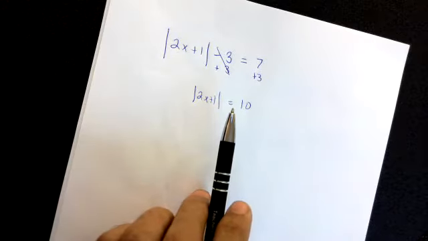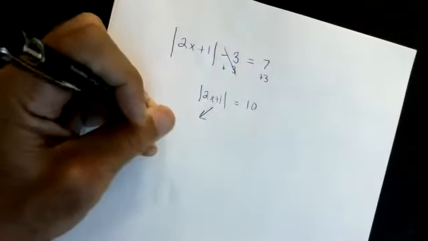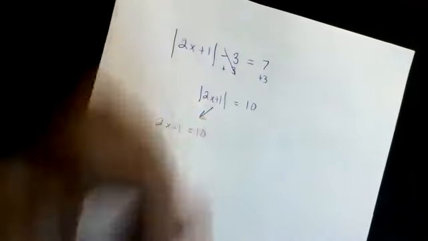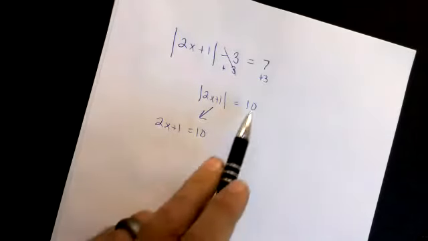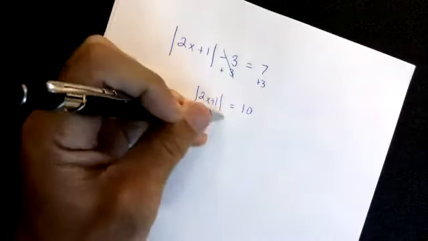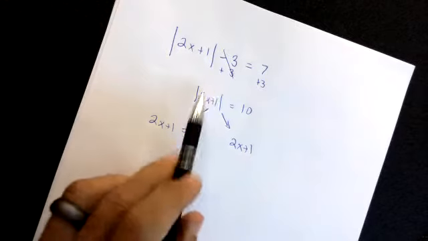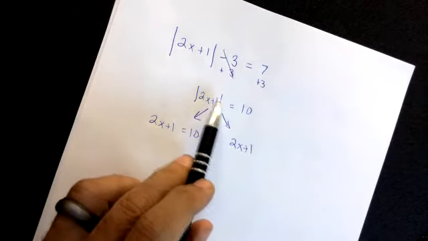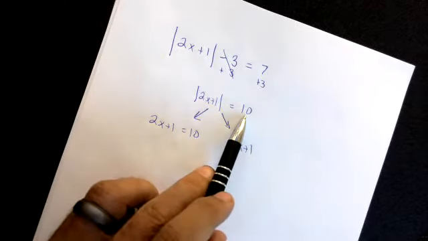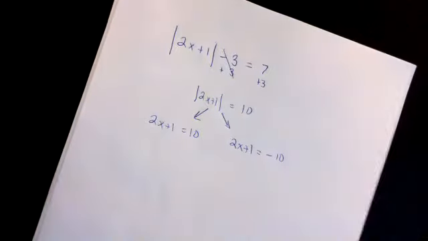Now, when I talk about splitting it up, this is what I mean. We're going to take this 2x plus 1 and set it equal to the positive value of 10. We're also going to take the same 2x plus 1. So again, whatever's inside of your absolute value doesn't change. We're just going to change the value of what it equals. So we're going to set this one up to equal a negative 10.